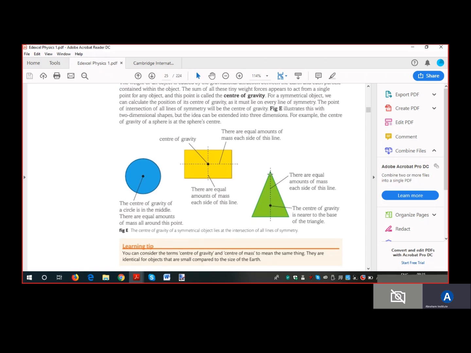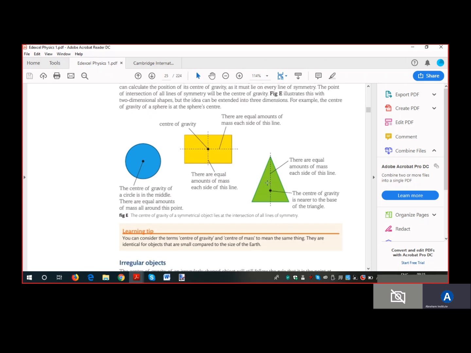Okay, same thing here. You can see this is a line of symmetry. So if you fold this triangle along this line of symmetry, this side and this side will overlap perfectly. Okay, so here we have the center of gravity on this line, the axis of symmetry. And also you can see there are equal amounts of mass each side of this line. So the mass of this side should be equal to the mass of this side, because this divides it symmetrically. Same thing applies for this. There are equal amounts of mass each side of this line.